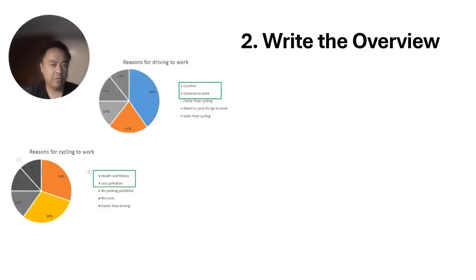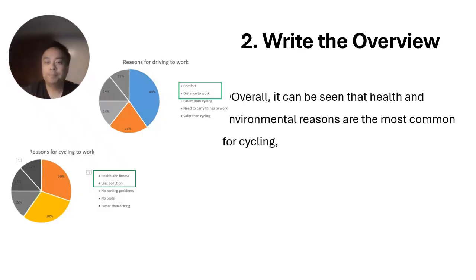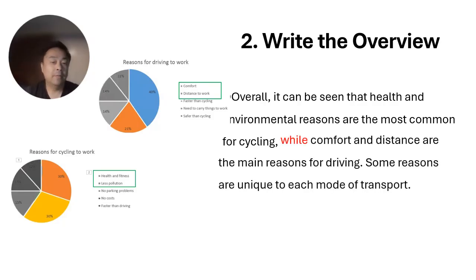Okay, once you're done with the introduction, it's time to go to the overview. Your overview is typically two sentences, and one sentence gives a broad idea of what the pie charts are showing you. And the second sentence tells you some other little trends that you see within. So overall, it can be seen that health and environmental reasons are the most common for cycling, while comfort and distance are the main reasons for driving. Okay, those are our two groups that summarize the most for both pie charts.